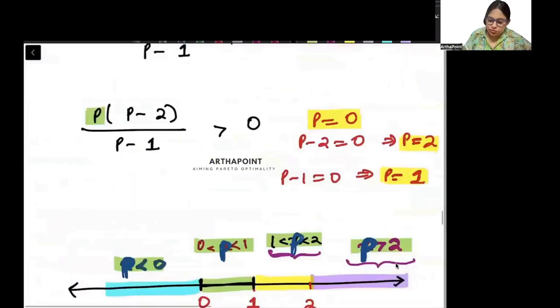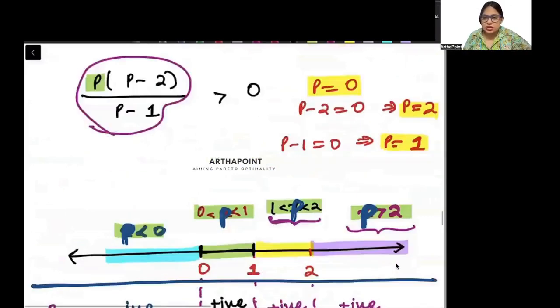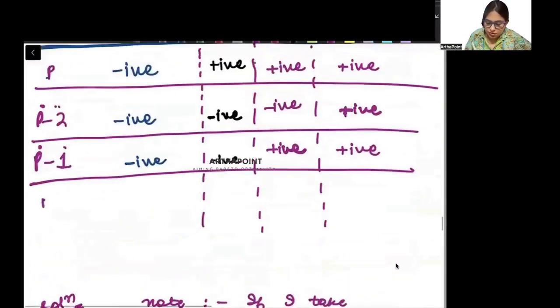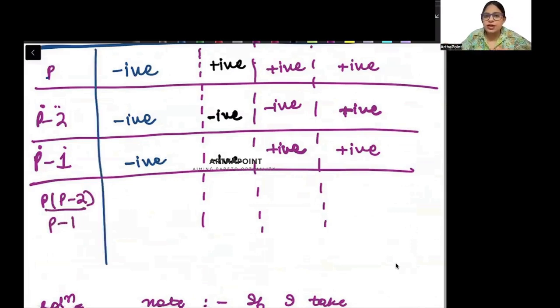Now I will write down this fraction. अब इसको as it is लिख लेंगे p into p minus 2 upon p minus 1. ठीक है, and let's see what happens finally to this. इसको क्या होता है finally हम ये देखेंगे अब. तो let's see this. P is negative, p minus 2 is negative, p minus 1 is negative.